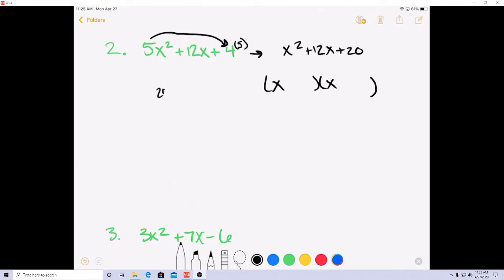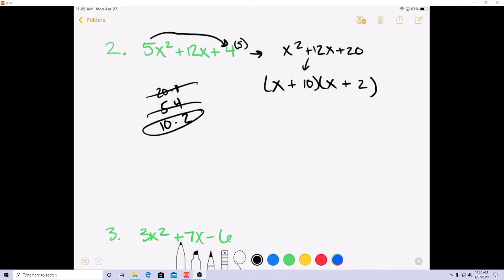Factors of 20 that can make a 12. Yes, 10 and 2. Again, the bigger number, 10 is bigger than 2, gets the middle sign. And again, if I need 12, then I want 10 plus 2.